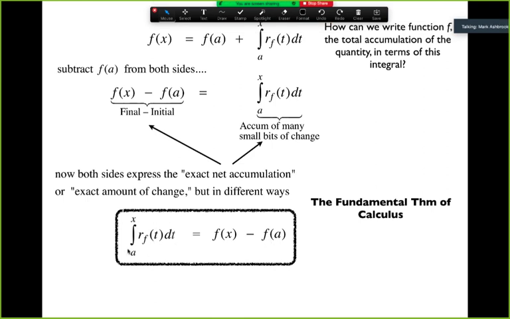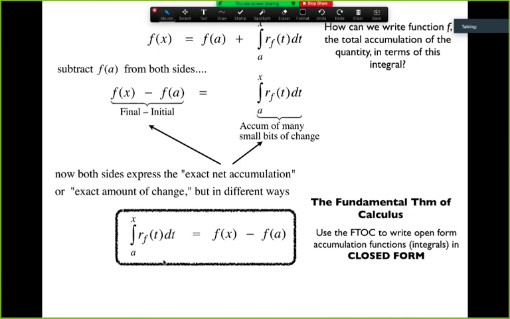It expresses it here in an open form, and that open form is reflecting the process of a running total of bits of change, right? Like we're summing up bits of change. And then it also says that net accumulation is the same as the final value of the quantity minus the initial value of the quantity. And this is going to be our key to writing closed form: to rewrite a net accumulation function in this form. So we're going to use the fundamental theorem of calculus to write open form expressions in closed form.